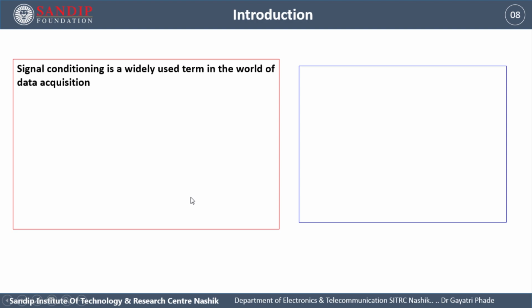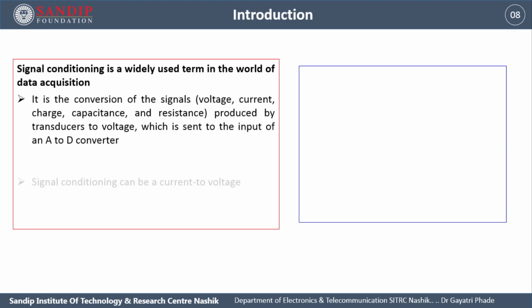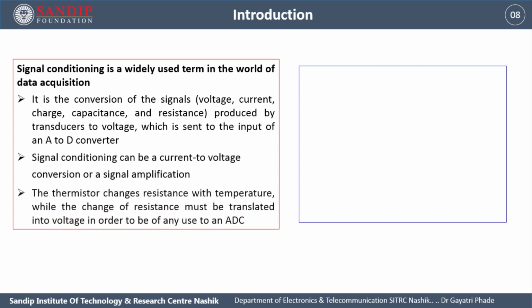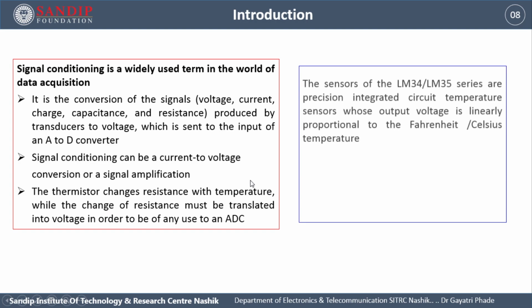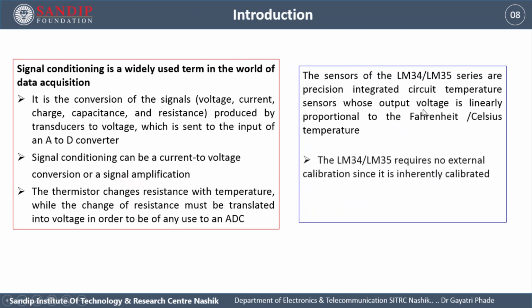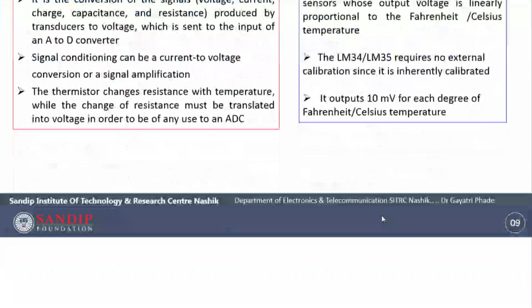Then we have seen what is signal conditioning and what is required to do for the signal conditioning, the need for the signal conditioning. Then we have seen the LM35 series, which gives the output directly 10 millivolt. It need not require any calibration.